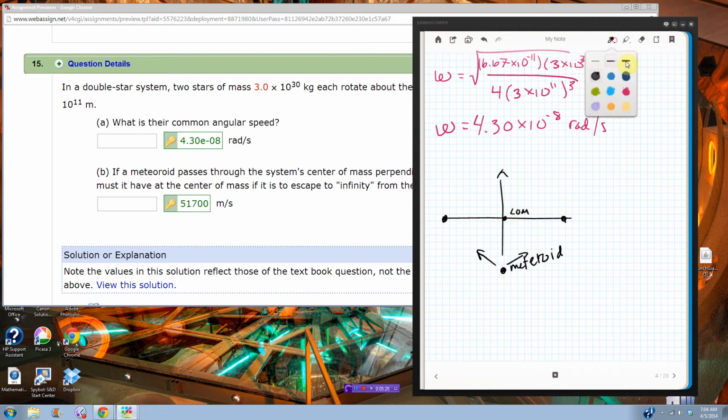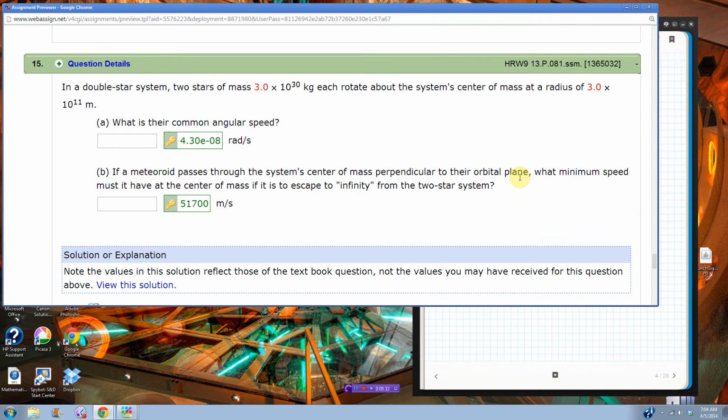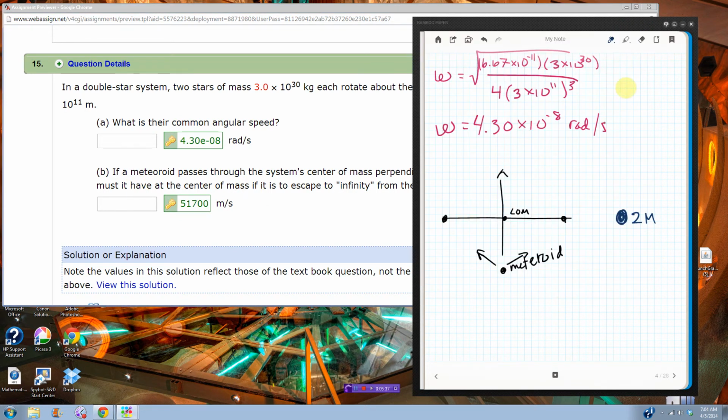So really what we're doing is this problem. We've got a particle of 2m, and I've got my meteoroid when it's right here at the center of mass. What velocity does it need to escape from this?